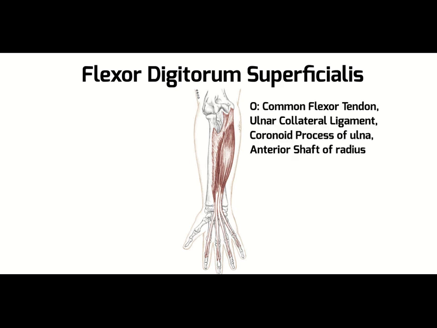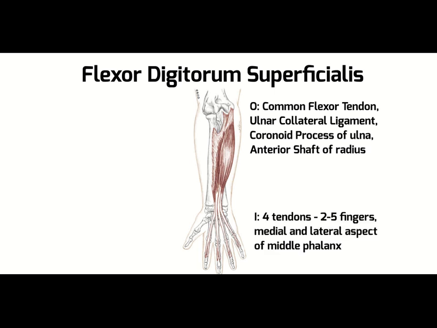So this muscle comes down and it splits into 4 different tendons, and these tendons insert on the 2nd through 5th fingers on the medial and lateral side of the middle phalanx. It's innervated by the median nerve, and it causes flexion of the 2nd through 5th fingers at the metacarpophalangeal joints and proximal interphalangeal joints. So it's important to remember with this one that because it inserts on that middle phalanx, it cannot cause motion at the distal interphalangeal joint. So the flexor digitorum superficialis can only cause flexion of our metacarpophalangeal and proximal interphalangeal joints, as well as flexion of the wrist.